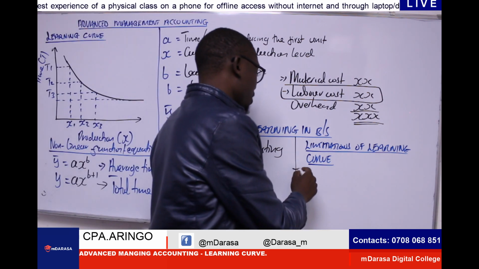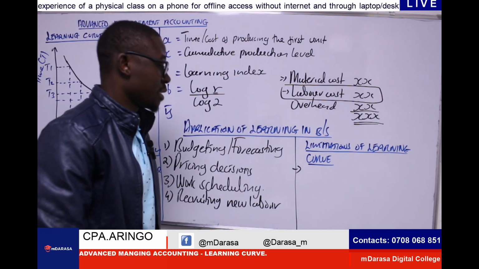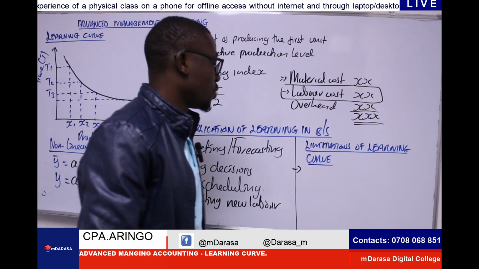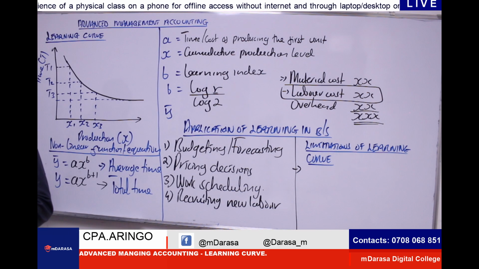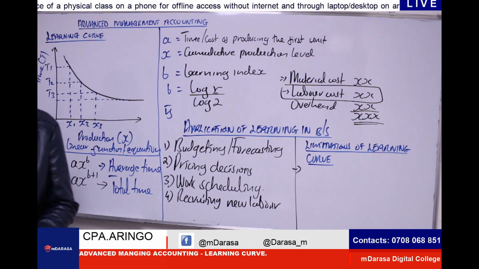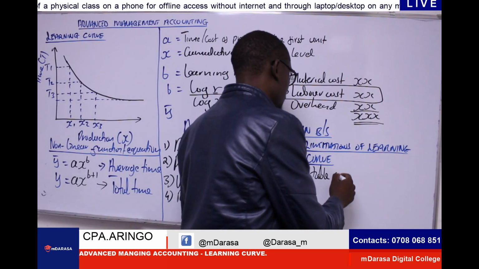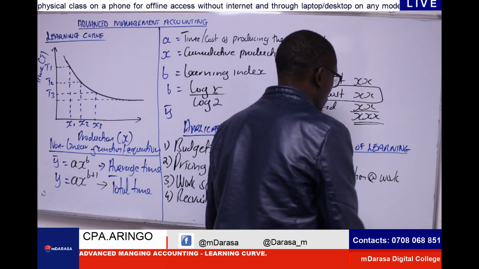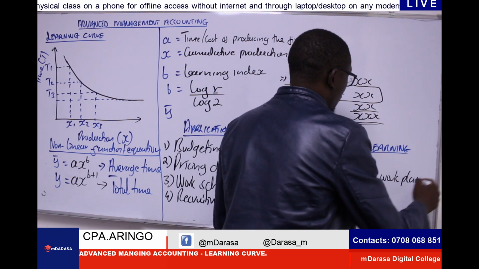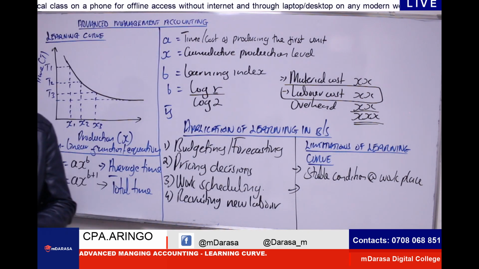Some certain environments are always toxic, if I told you to look at it from a very practical perspective. So learning curve will always assume that the conditions of the work where we are will always be very stable. Stable conditions at the workplace, which will enable this learning to take place. But in reality, this might not be the case. There are so many factors which will affect us at that point.